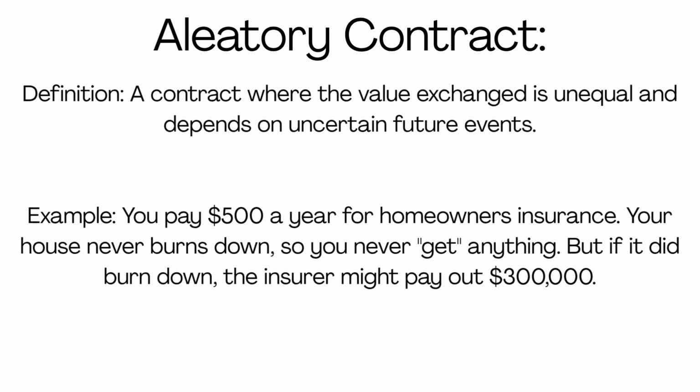Aleatory contract is a contract where the value exchanged is unequal and depends on uncertain future events. An example is when you pay $500 a year for homeowners insurance. Your house never burns down, so you never get anything. But if it did burn down, the insurer might pay out $300,000.